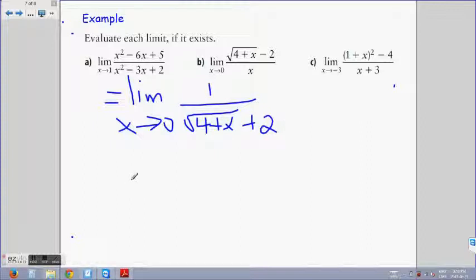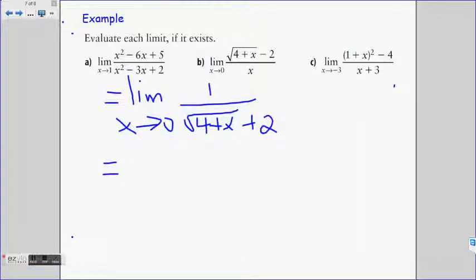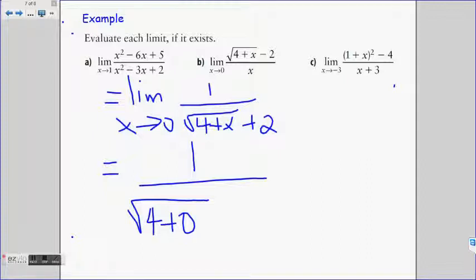So let's now evaluate the limit. It's 1 over the square root of 4 plus 0 plus 2. That just leaves us with 2 right here because we have the square root of 4, so that'll be 2, so it's 1 over 4. So your evaluated limit is 1 over 4.